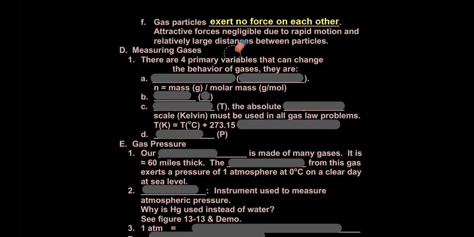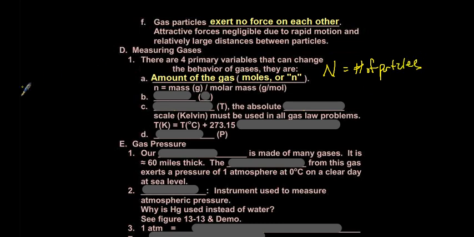Now there's 4 primary variables that can change in the behavior of gases. And the first one is the amount of the gas, which is given in moles, or n. In physics, it is often given as capital N. Okay, but this equals the exact number of particles.